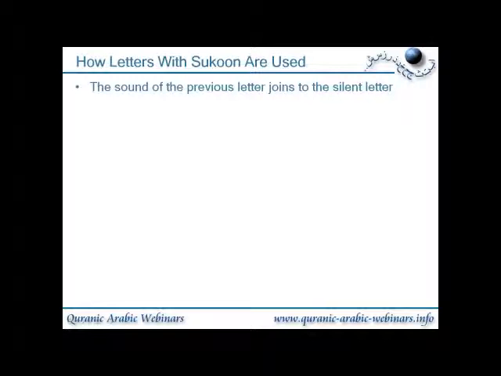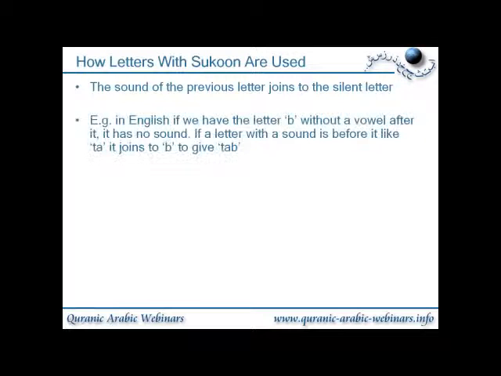How the letters with Sukoon are used: the sound of the previous letter joins to the silent letter. An example in English: if we have the letter B without a vowel after it, it has no sound. If a letter with a sound is before it, like ta, it joins to the B, i.e. the letter B, to give the word or the sound tab. So B in the word tab doesn't have its own vowel after it, but it joins to the ta sound before it. The same applies to Arabic.